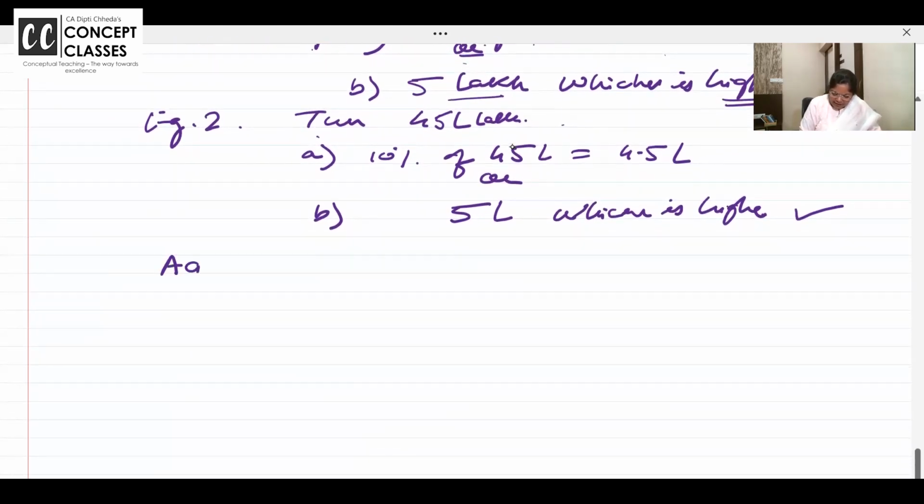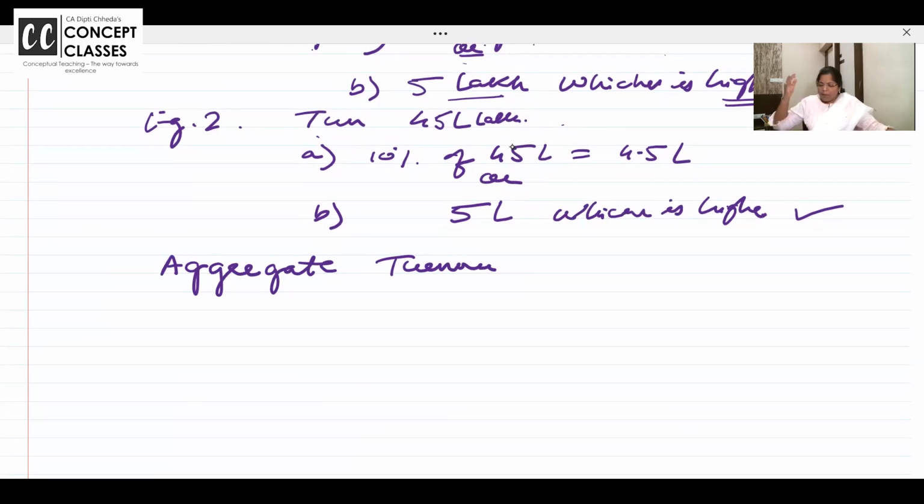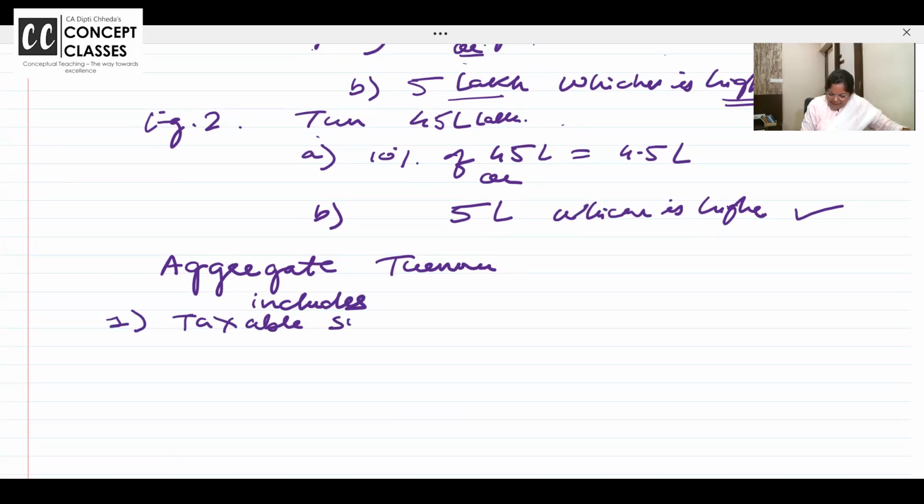So next thing, finish writing this much. What is the definition of aggregate turnover? Pan India basis means all my branches in Hyderabad, Chennai, Kolkata, Pune, Nagpur, Delhi, all I will include in the definition of aggregate turnover. Right? We'll include all in the definition of aggregate turnover. I've given that in the definition, but I want all of you to write. Aggregate turnover includes, likho, aggregate turnover includes taxable supply.